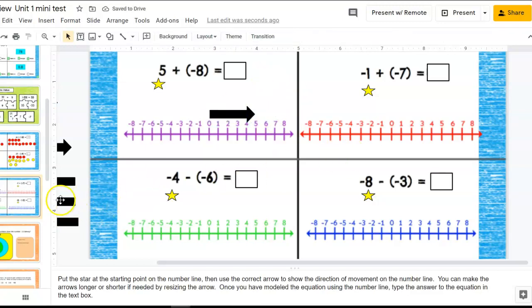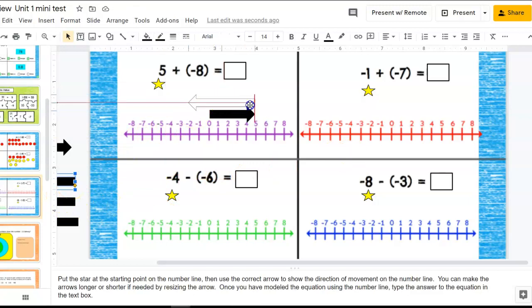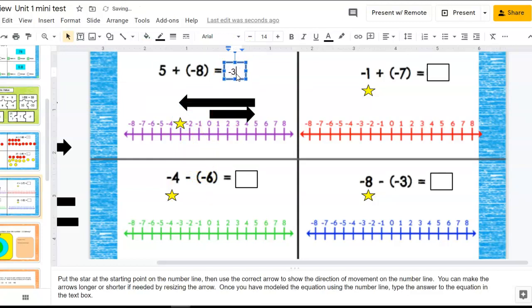And then I'm going to take the arrow going the other way, and I'm going to subtract 8. So I'm going to start back at the 5. 1, 2, 3, 4, 5, 6, 7, 8. So I'll go all the way to the negative 3. And then I'm going to put a star on the negative 3. So my answer is negative 3.